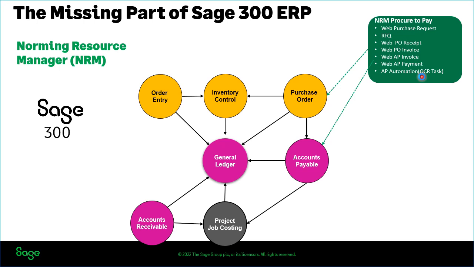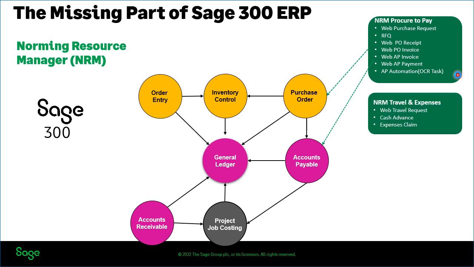We also have two AP related web modules, AP invoice and AP payment, and they provide workflow and attachment ability, also the budget control ability. And for the AP invoice, we also provide AP automation. We use OCR technology so that you can scan a number of invoices at the same time and create the invoices. And after the invoices have been approved, they can be sent to Sage as a formal AP invoice or formal AP payment, right? The next function suite is travel and expenses.